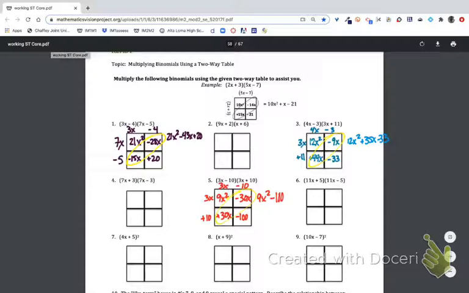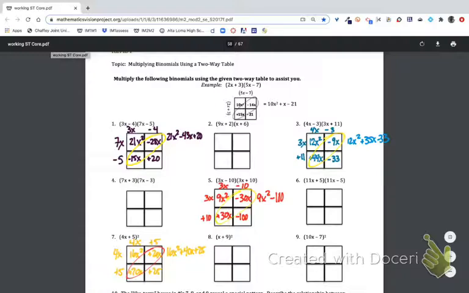For number 7, once again, same process. 4x plus 5. And this squared, all that means is that we're doing this twice. We're multiplying it by itself. So 4x plus 5 again gives me 16x squared plus 20x, plus 20x here and plus 25. We'll circle and then combine our like terms. And when we do that, we end up with 16x squared plus 40x plus 25.